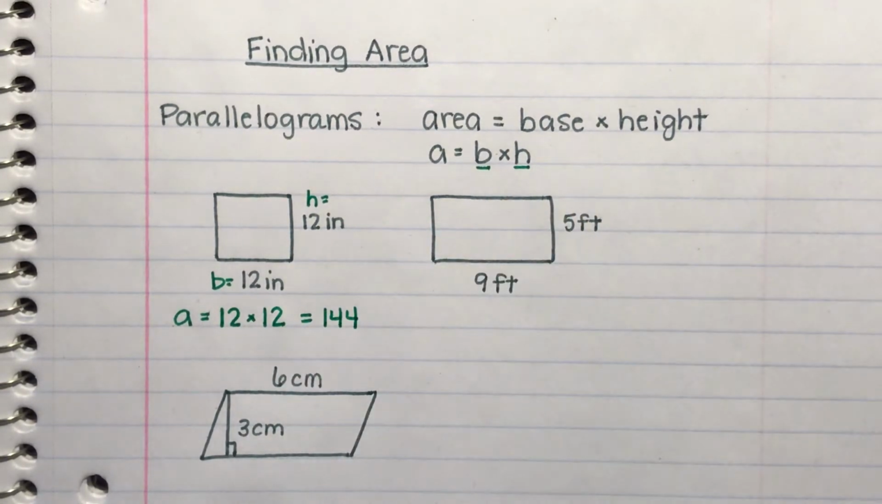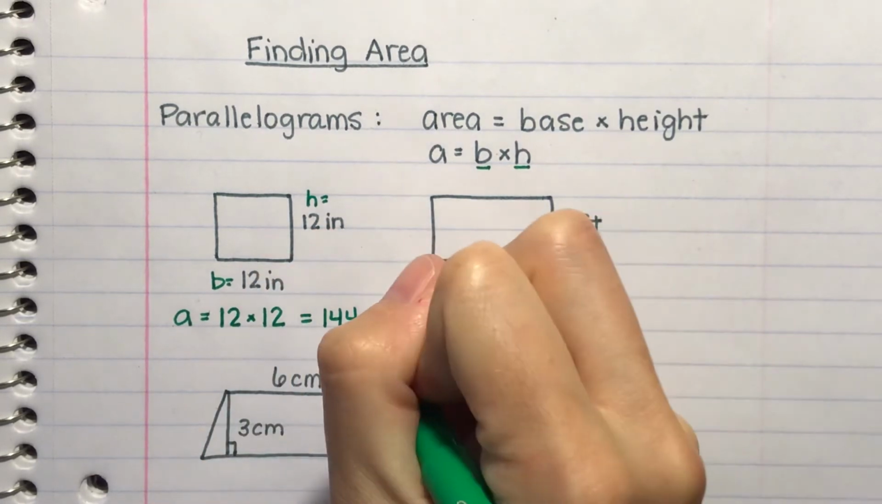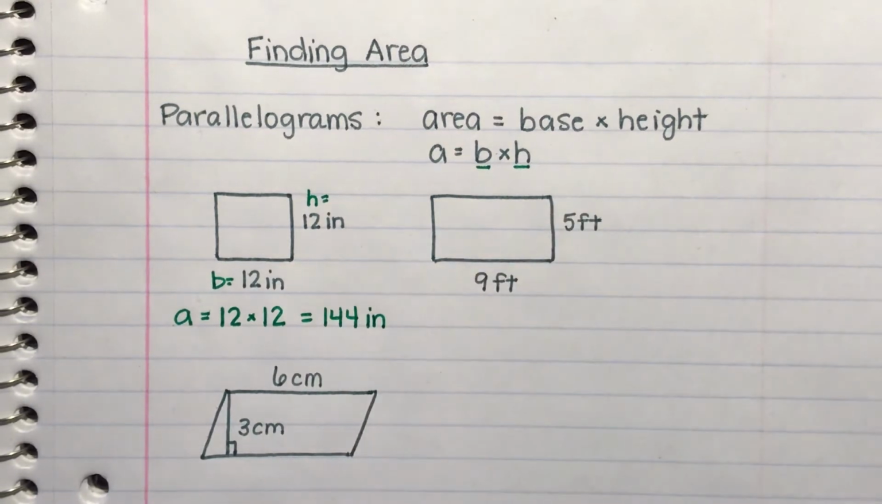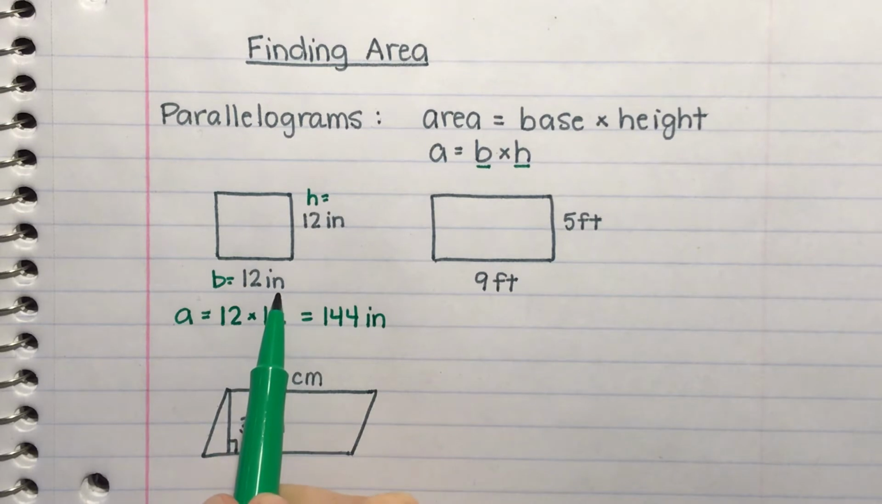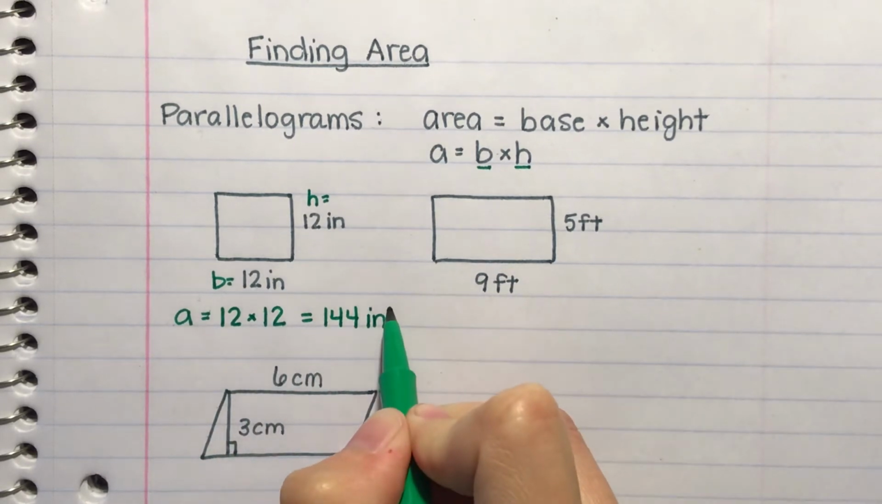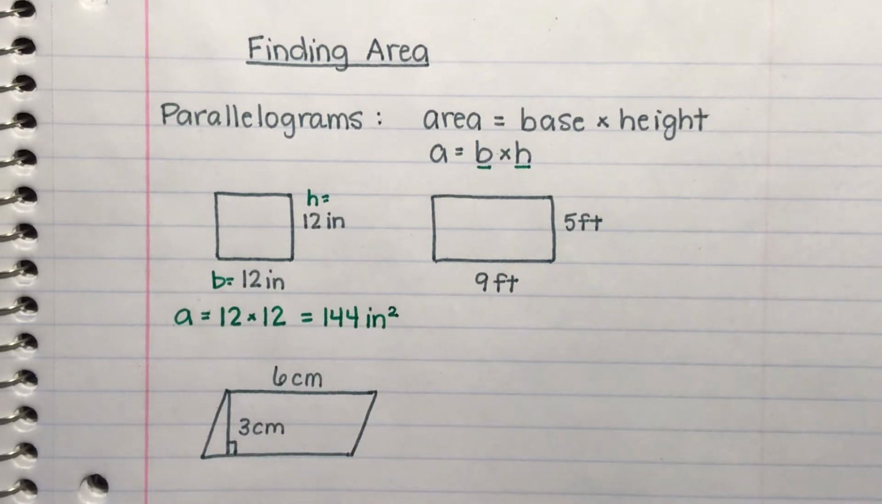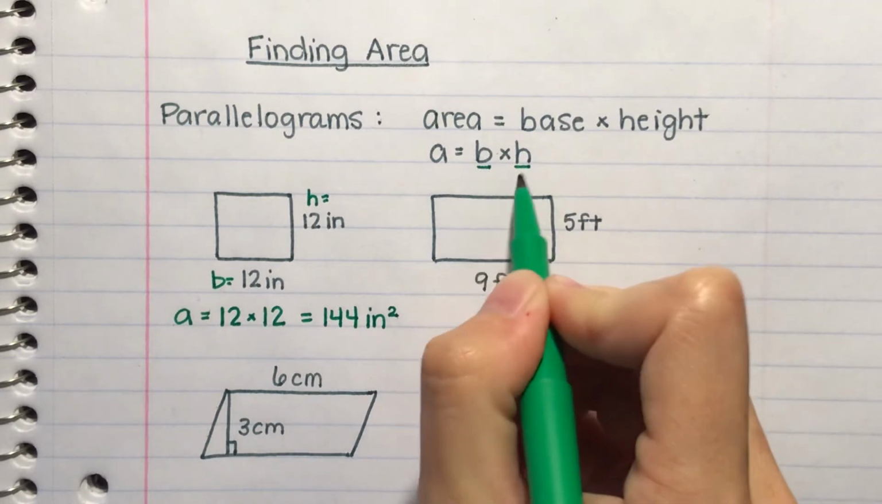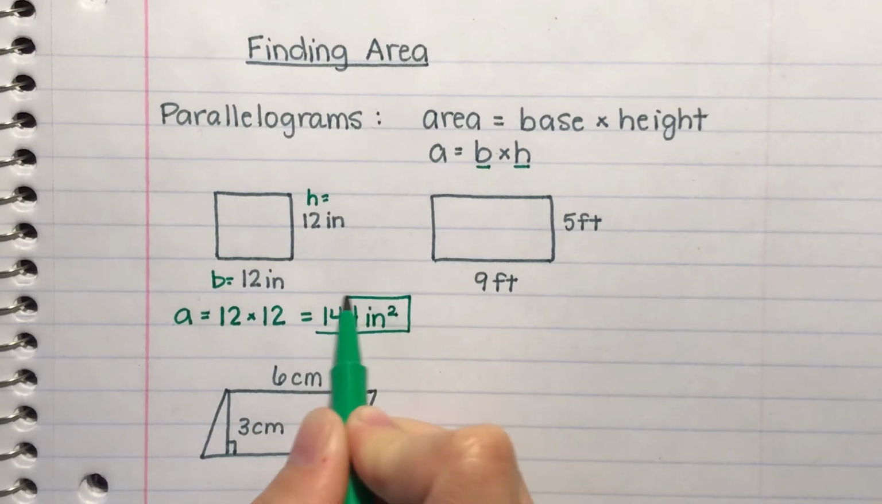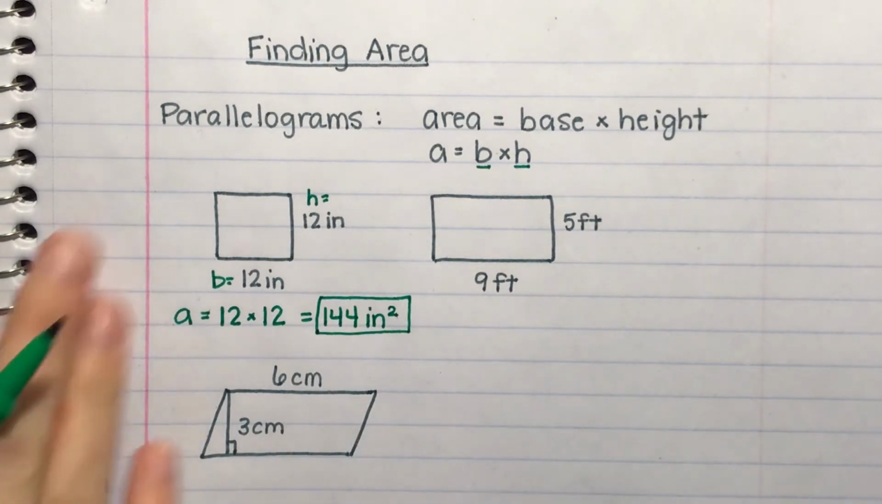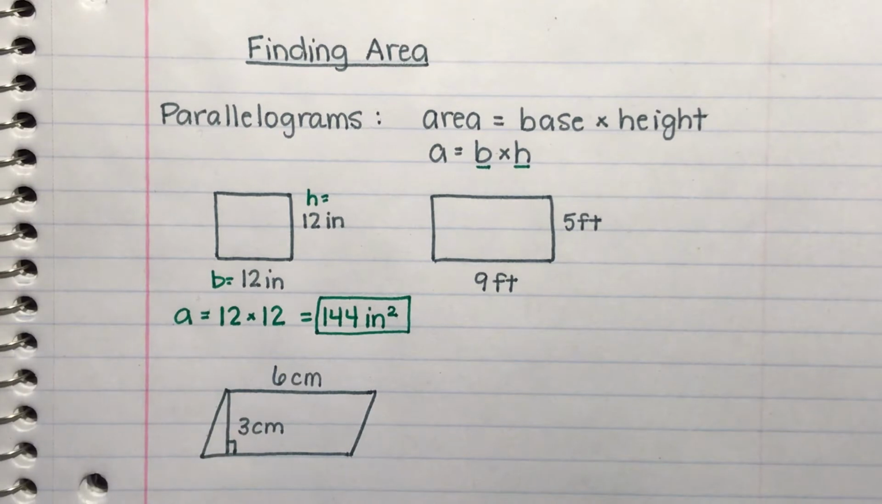144. And then the only tricky part about finding the area of a parallelogram is that I have to label my answer. Now I see that both of these were inches, so definitely inches is going to go on there. But when I find the area of something, because I multiplied inches by inches, I get inches squared. So kind of think of it like I multiplied two things together, so my unit has a 2 on it. All right, so that would be my answer for the area of this square.